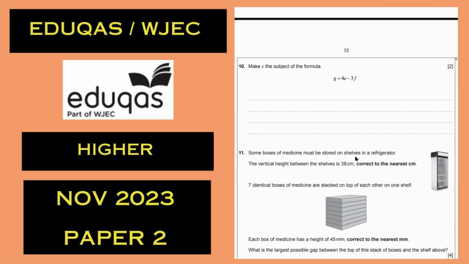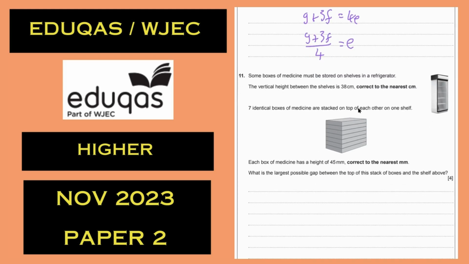Number 10, rearranging, sometimes known as transposition of formula. If you want to make e the subject, get rid of everything else. We get rid of the minus 3f by adding 3f to both sides. We want e on its own, so we divide by the number next to it, and we get the correct answer: g plus 3f, with or without brackets, no one cares, divided by 4. It's only worth 2 marks. It's just 2 steps. That's all you need to show.